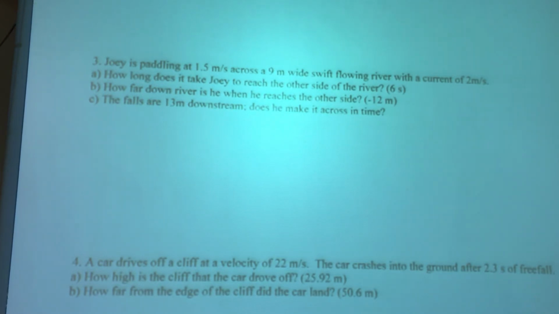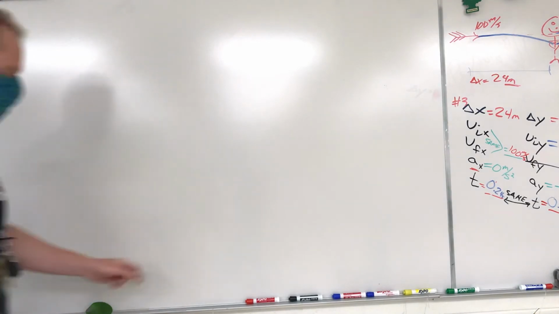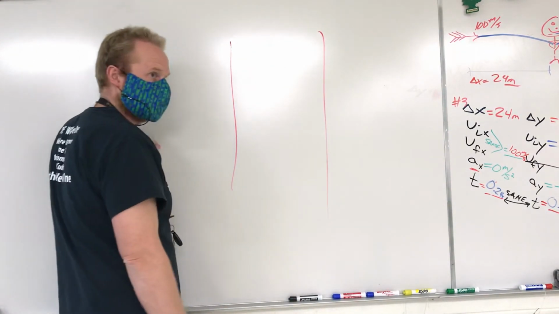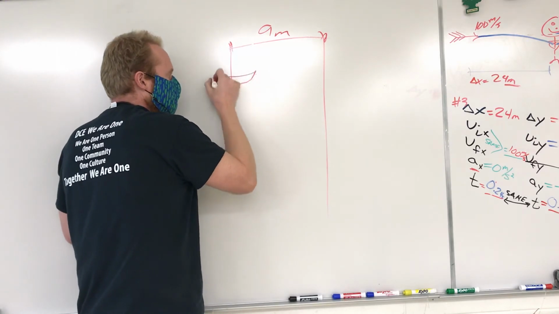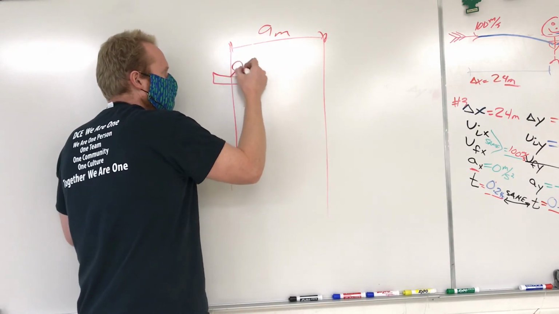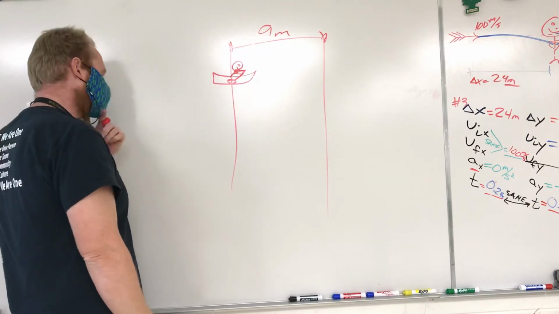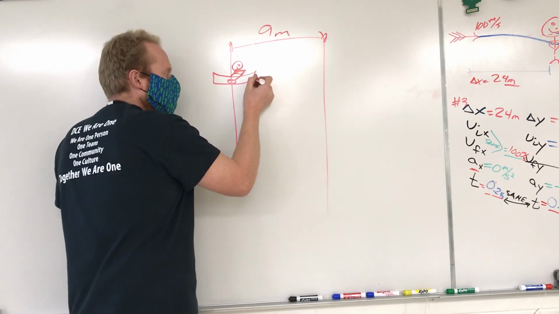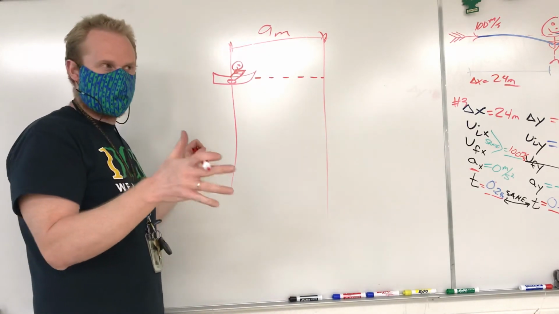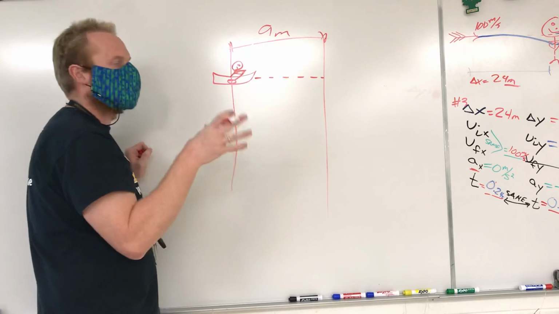So what's going to happen to Joey as he paddles across the river? If we were to draw a picture, here's the river. The river is 9 meters wide from here to here. Joey is in his boat and has his paddle, and he's going to paddle across the river. Now let's just pretend for a moment there was no current. Joey would go like that, assuming he's a decent paddler and can actually paddle in a straight line, which is actually challenging to do. But the idea is, we're going to go straight across. It takes some practice.